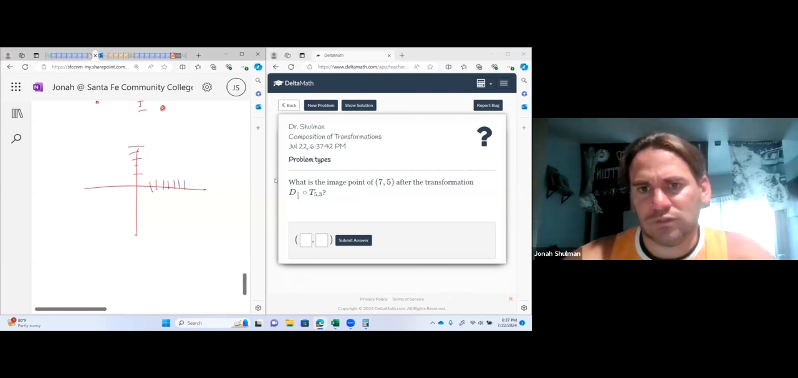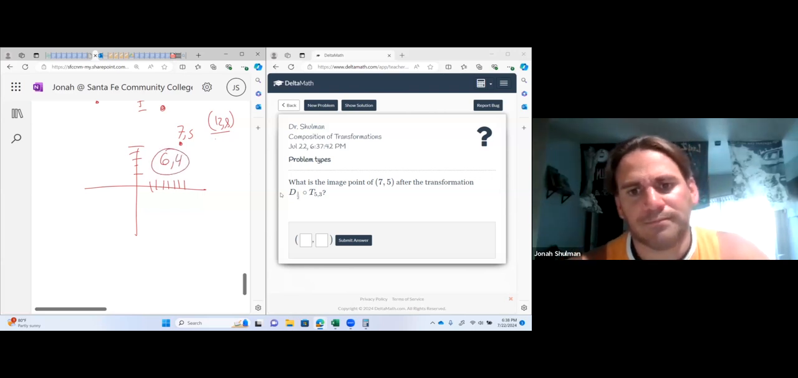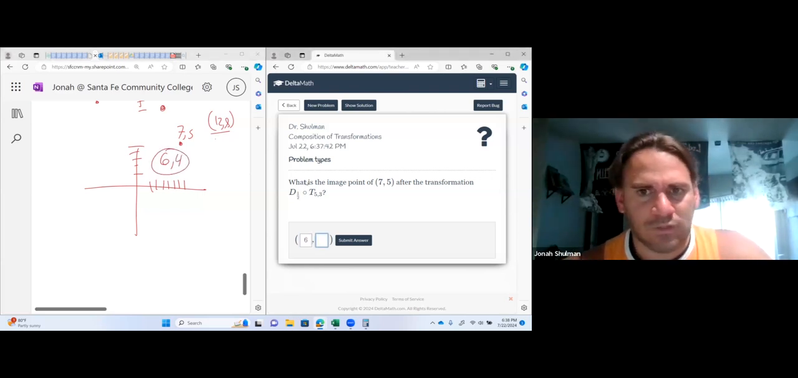So this is first. So this means 5 to the right. So we were here. 7, 5 becomes 12, then up 3. So it's 12 eighths. And we cut it in half. So half of 12 is 6, and half of 8 is 4. 6, 4 is the point. This always happens first.